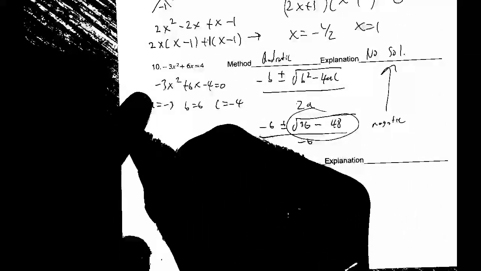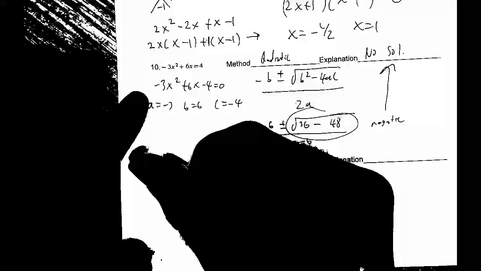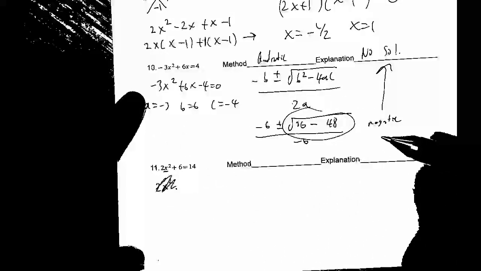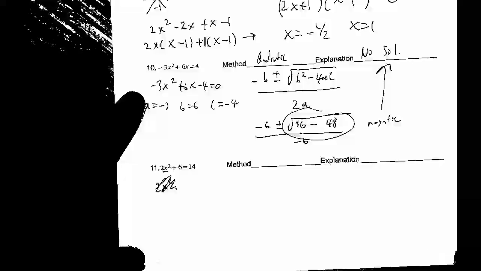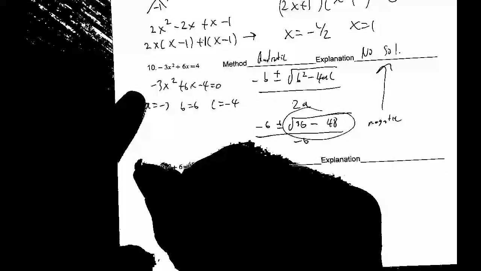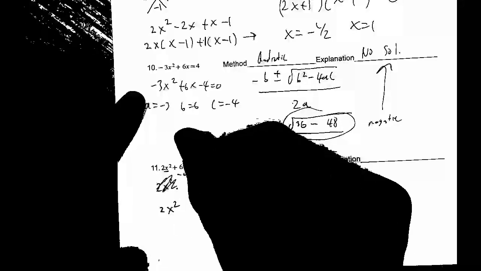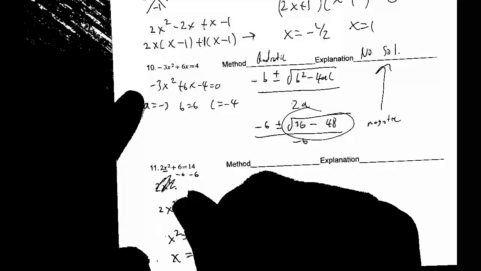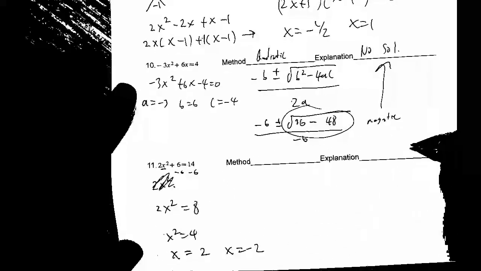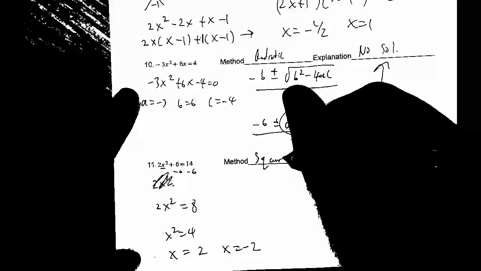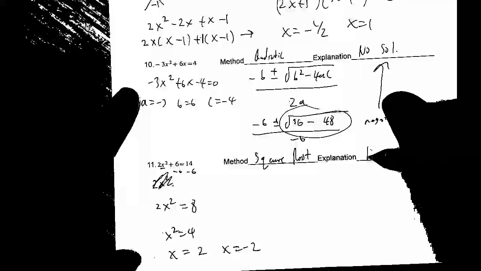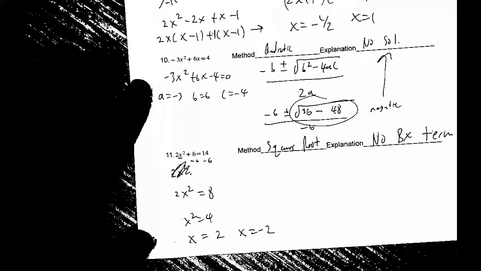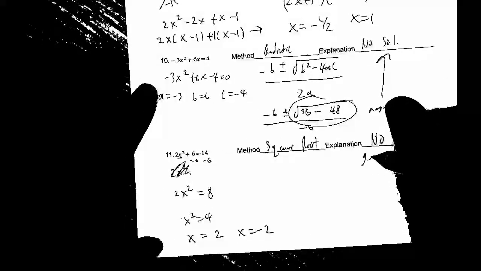Okay, let's do another quadratic formula. Hopefully this one works out for us. This one we could actually solve in an easier way. Notice that we just have a squared term here, and we have no x term, so we can just solve this one for x squared. So we have 2x squared, we're going to minus 6 both sides, equals 8. x squared equals 4, so x equals 2 and x equals negative 2. So this method would be just square root. Explanation: no bx term, right? There's not that middle term, so we can get x squared alone.